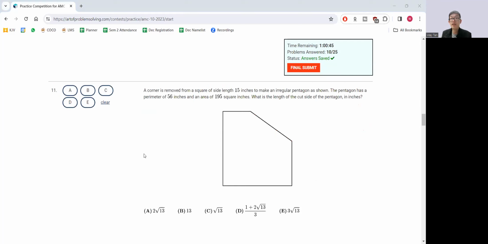Okay, question 11. A corner is removed from a square of side length 15 inches to make an irregular pentagon as shown. This is actually very nice. It's irregular, but it's nice. It was a square of 15 inches. Now it has an area of 195 square inches.